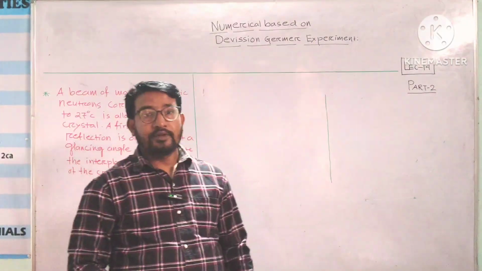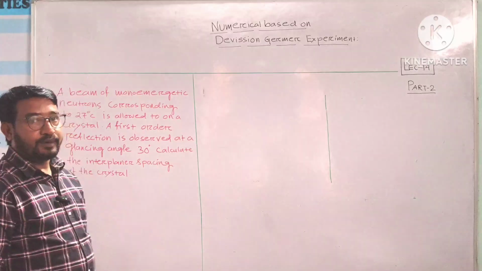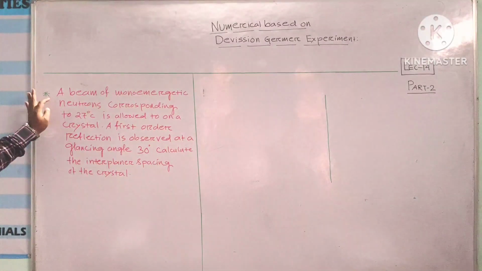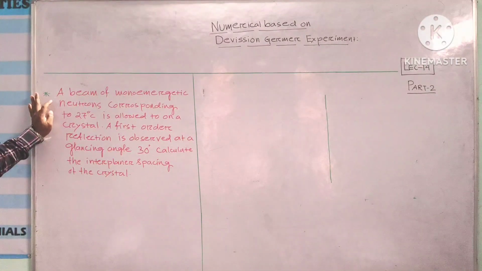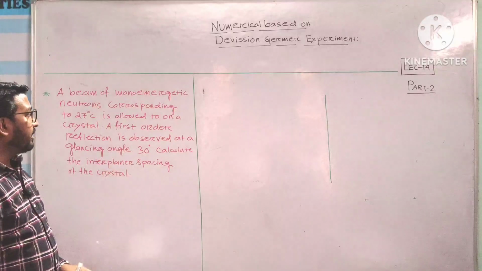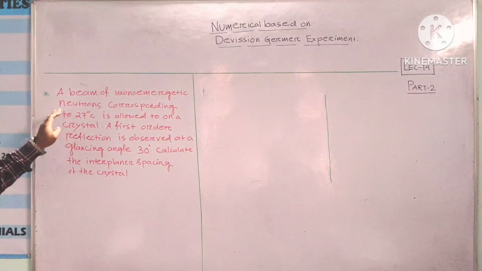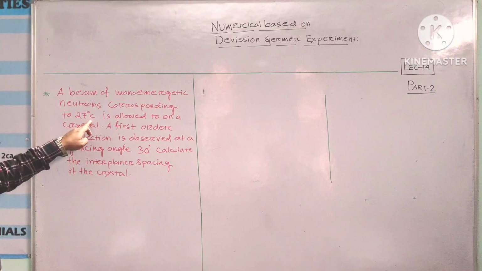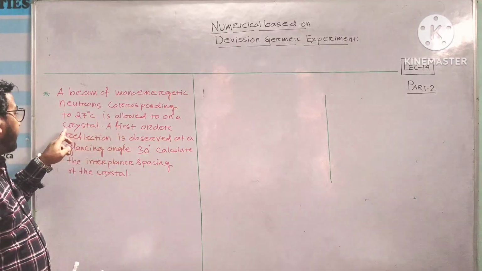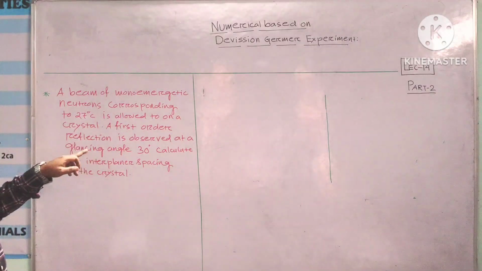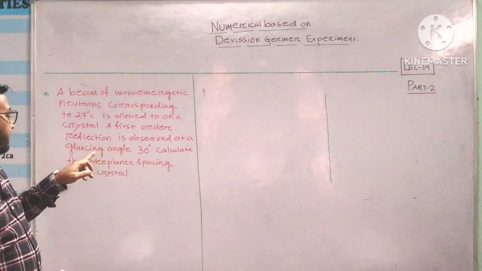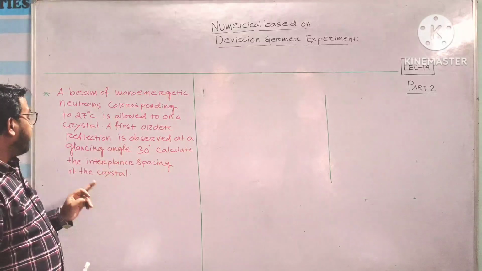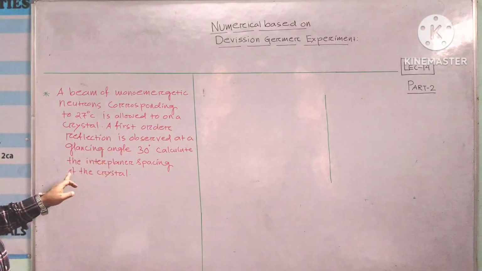Okay, our next numerical problem. The statement of the numerical problem is: a beam of monoenergetic neutrons corresponding to 27 degrees Celsius is allowed to fall on a crystal. A first order reflection is observed at a glancing angle of 30 degree. Calculate the interplanar spacing of the crystal.